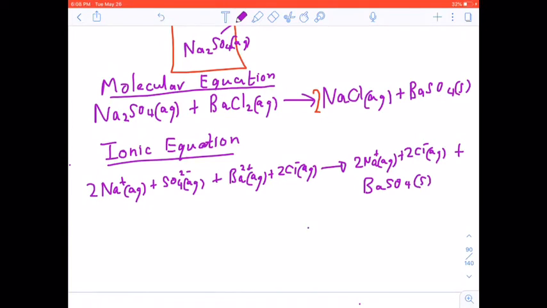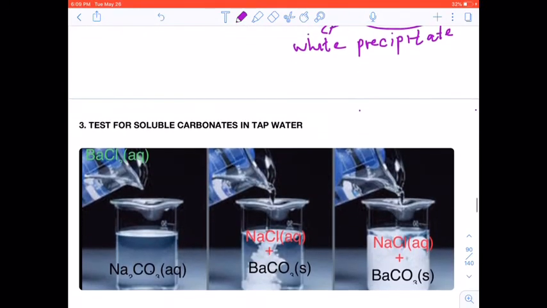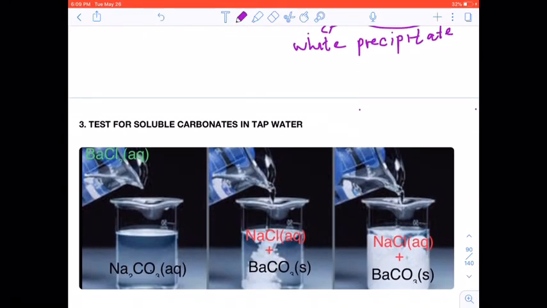Right, so that is balanced, right? Yes, that's balanced. So here we got this precipitate, and this precipitate here, as you could see, it's a white precipitate. Now let's look at test for carbonates.